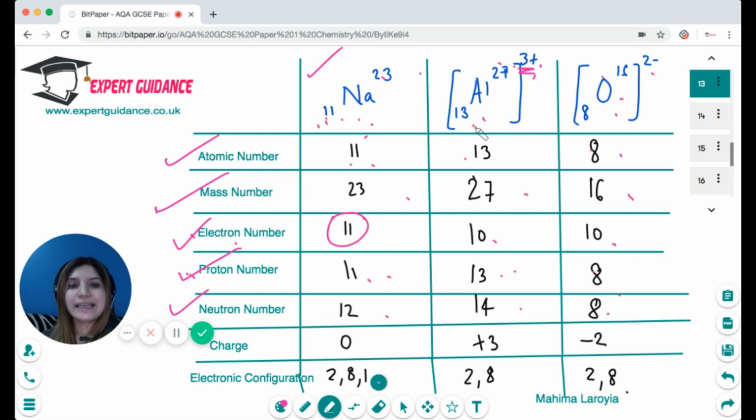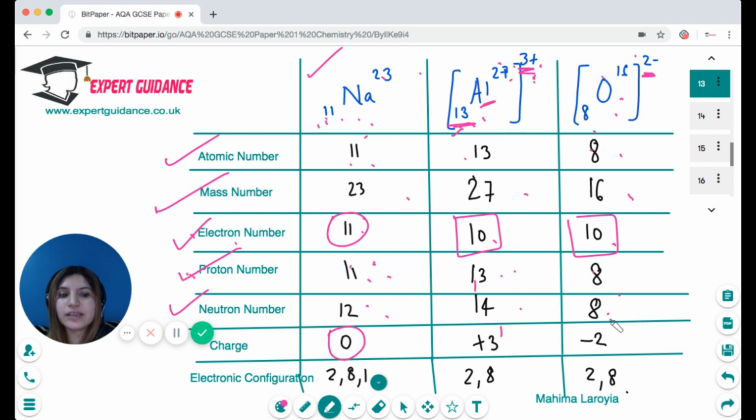But in the second case, the proton number and electron number will not be the same because aluminium has lost 3 electrons. If it had been an atom, it would have 13 electrons, but now it has lost 3 electrons. So 13 minus 3, it now has 10 electrons. In the oxygen case, it should have 8 electrons, but now it has a 2- charge. It means it has gained 2 extra electrons. So now it has 10 electrons. Okay, so the charge is the proton number take away the electron number. Here it is an equal number, so it is 0. Here the charge is +3. Here the charge is -2.